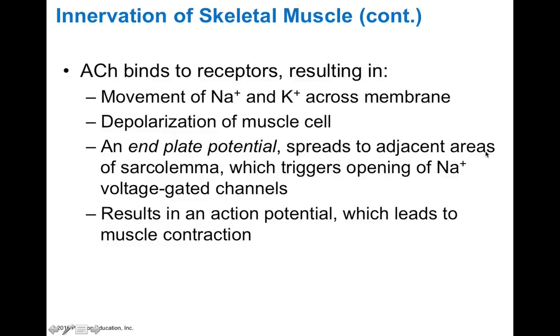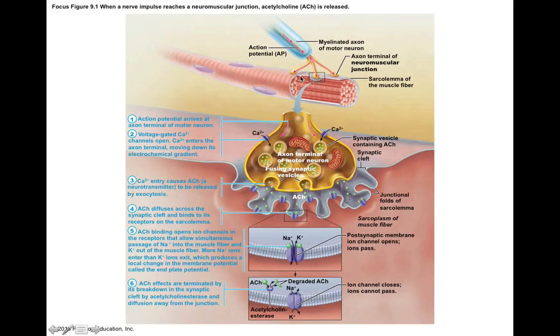This end-plate potential spread to adjacent areas, which can trigger the opening of voltage-gated sodium channels. And if that happened, then we had an action potential that spread down the T-tubules and eventually led to a muscle contraction. So to summarize this process, we talked about how this is the point of communication, which is the neuromuscular junction. So we see our somatic motor nerve axon here, innervating an individual skeletal muscle cell. And if you zoom in at this point of contact, this is the neuromuscular junction.